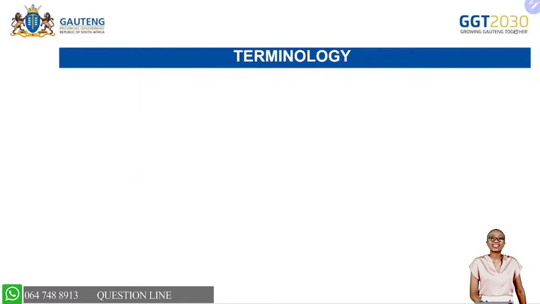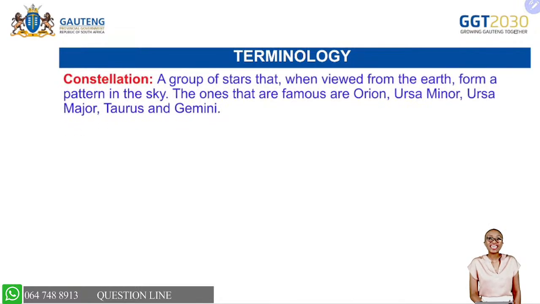Let's look at the second slide with the next two terms. Constellation. A constellation is a group of stars that, when viewed from Earth, form a pattern in the sky. The famous ones are Orion, Ursa Minor, Ursa Major, Taurus, and Gemini. Those are the most famous constellations.